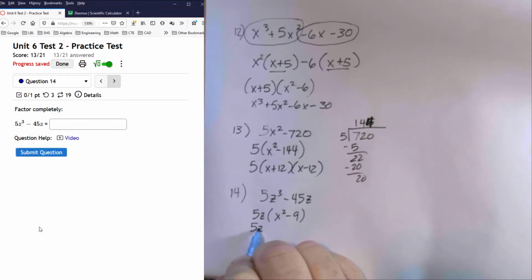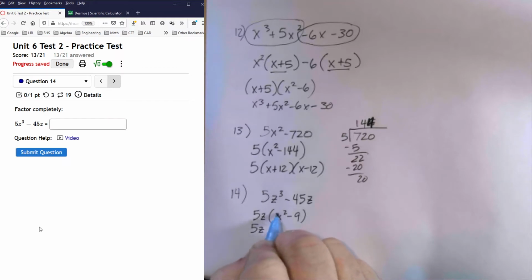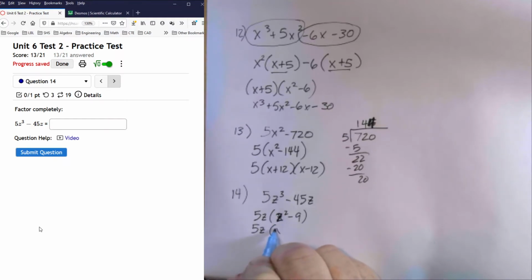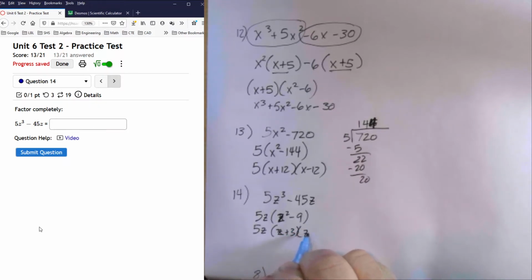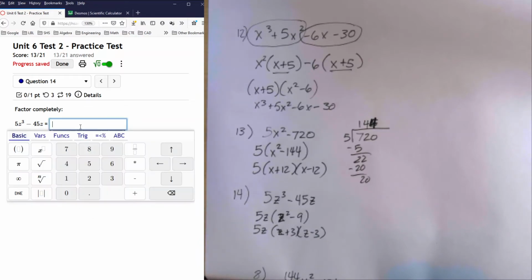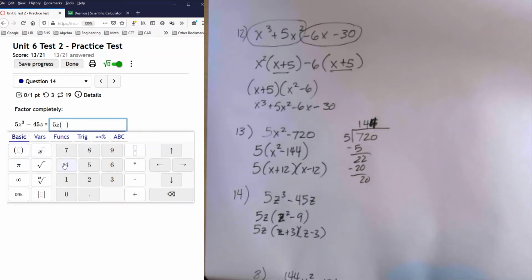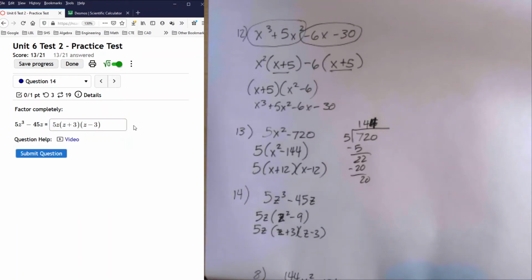And so I've got 5z, and again, I'm writing the wrong variables here. z plus 3 and z minus 3. So I've got 5z times z plus 3 times z minus 3.